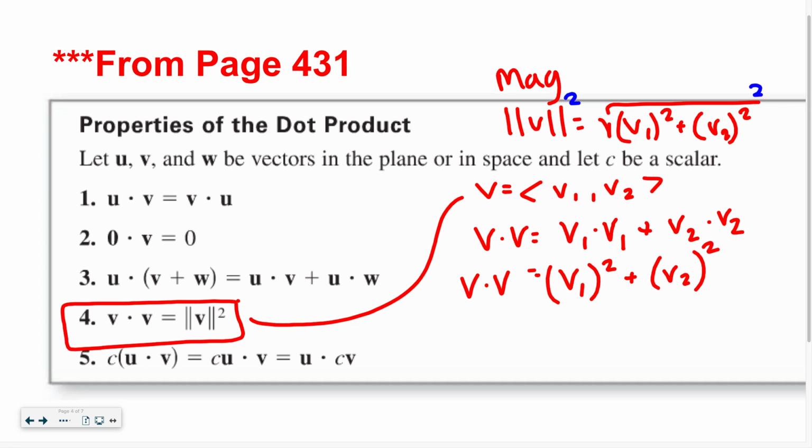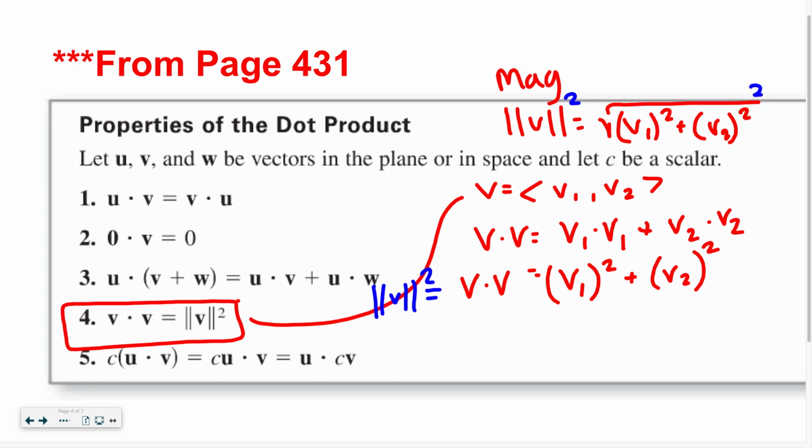So this one just says if you do a dot product of a vector with itself, it will be your magnitude squared. Okay, so this dot product is equal to the magnitude squared. It's kind of just interesting to see how that works in terms of properties.